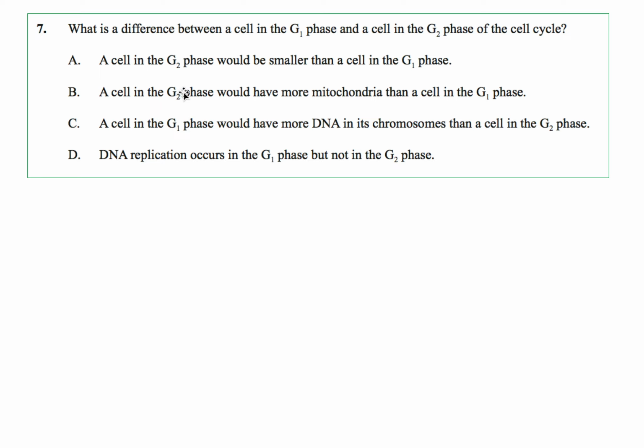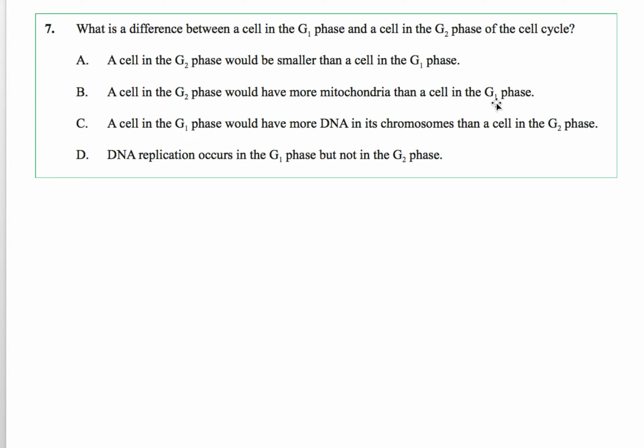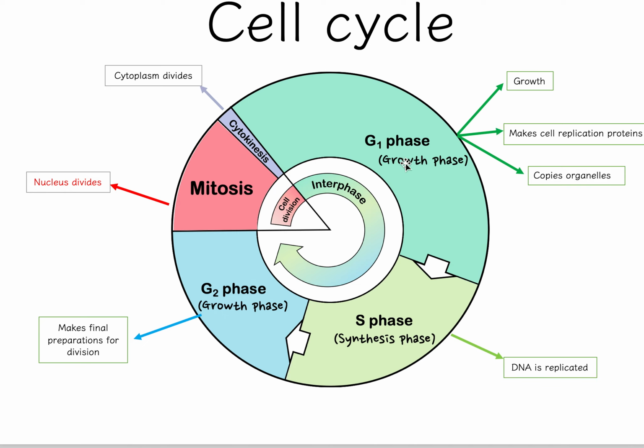B, a cell in the G2 phase would have more mitochondria than a cell in G1 phase. Okay, so we know when a cell enters G1, it doesn't have that many organelles yet, because in G1 it's going to copy some organelles. It's going to make more organelles, duplicate the organelles, right? Because when the cell needs to divide later by mitosis, it needs to have double of everything, so that when the cell divides, each of the daughter cells will have all the things it needs.